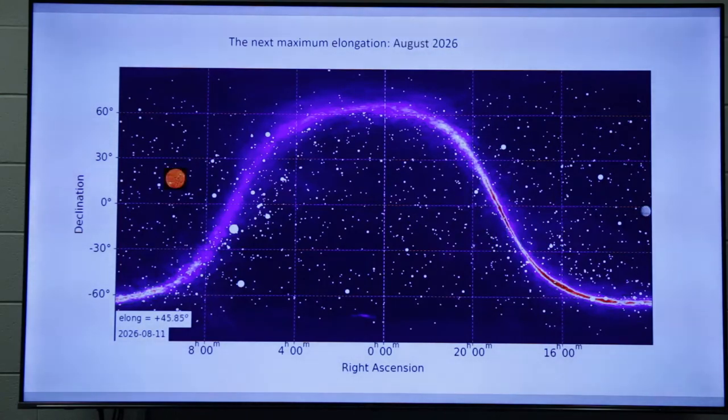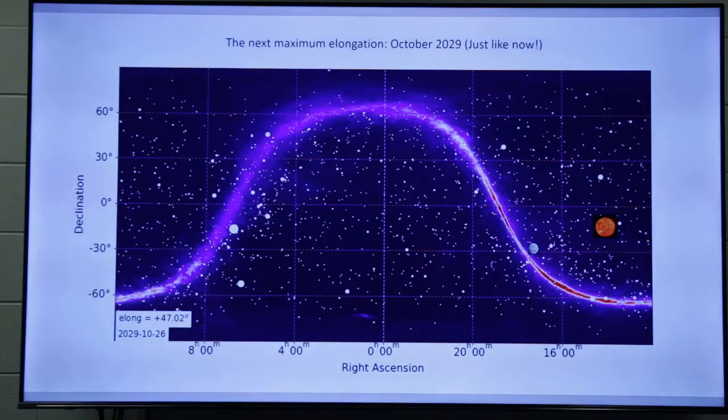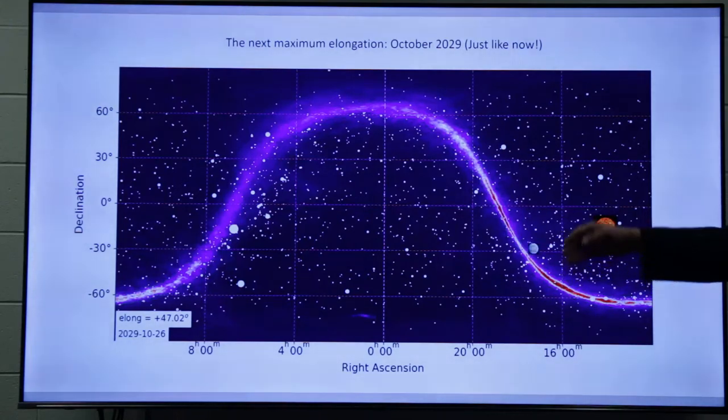And the next one, August 2026, the next one, March 2028, and the next one, October 2029. Here's Venus. It's just about to occult the galactic center. It's spot on where it was, where it is tonight. 8 years from now, 2029.